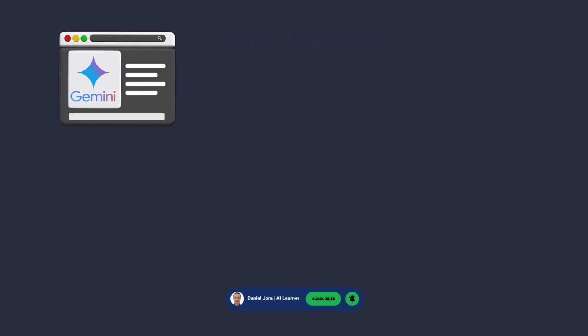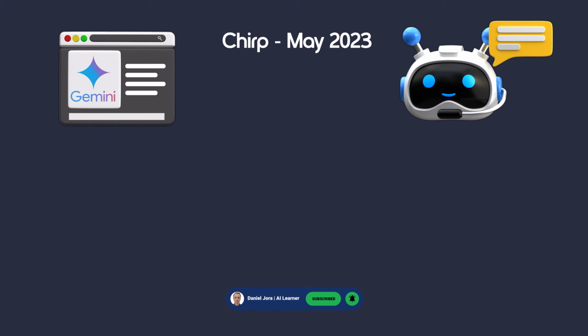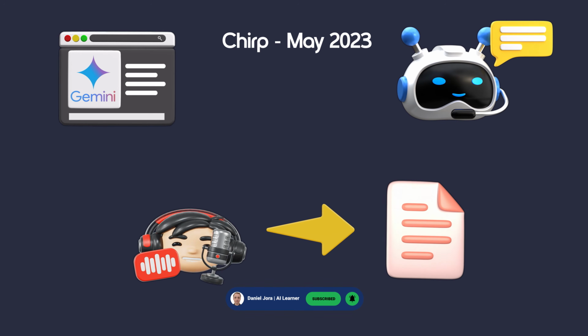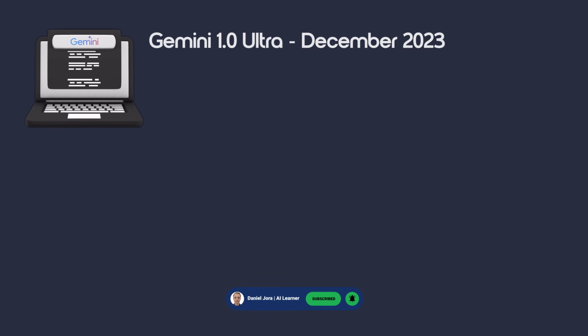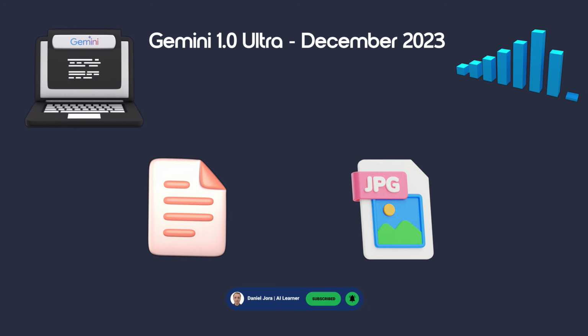Chirp. Released in May 2023, Google's universal speech model line introduced for cloud speech-to-text, built to convert audio into text across many languages with a foundation model approach. Gemini 1.0 Ultra. Released in December 2023, the original top-tier Gemini 1.0 release for highest capability in that first generation, mainly text generation with strong image understanding where supported.